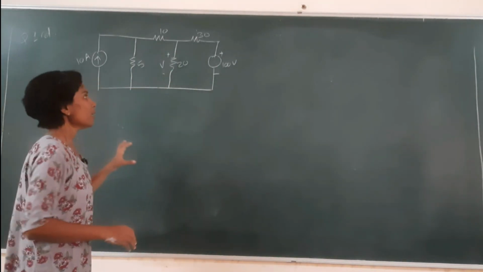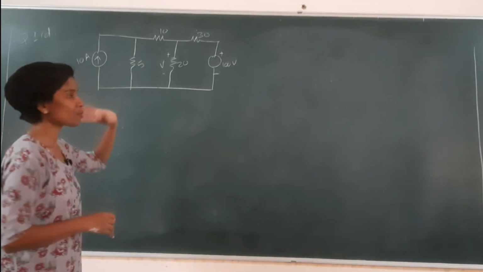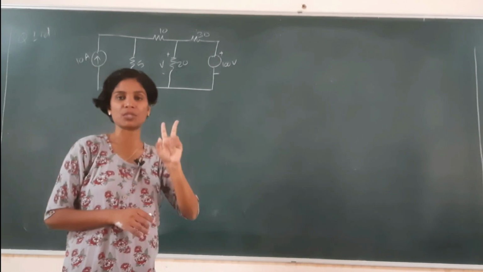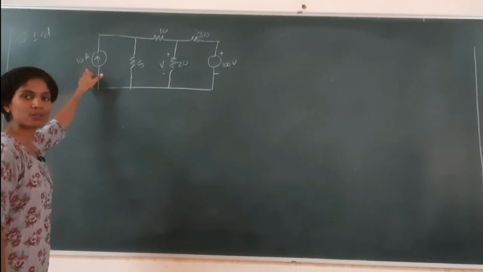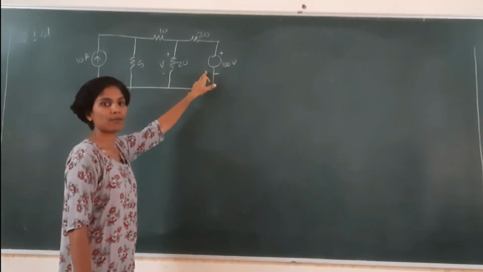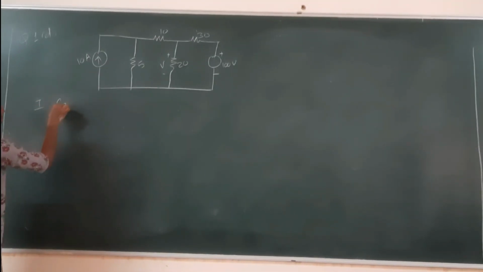First of all, we will check the number of sources here. We have two sources, that means there will be two steps, okay? The solution will be in two steps. First we will consider the 10 ampere source, second we will consider the 100 volt source, okay? So according to that we will go for the solution. So let's start the solution.